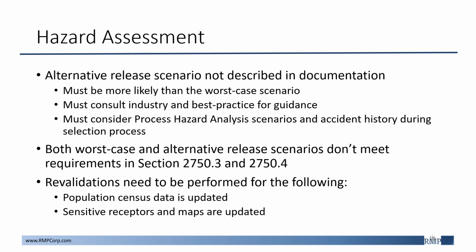A hazard assessment is performed to identify the worst case scenario of your process and identify the sensitive receptors that are affected by this type of release. Additionally, an alternative release scenario is selected to identify a release due to a more likely scenario to occur than the worst. Some deficiencies would include that the alternative release scenario is not properly described in detail on documentation. It's also important for the selected scenario to be more likely than the worst case, to follow guidelines for selected scenario releases, and should consider both the PHA and accident history when selecting this scenario. Additionally, these selected scenarios may not meet requirements and regulations.